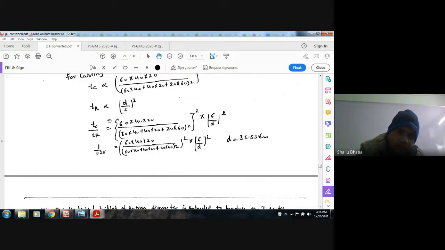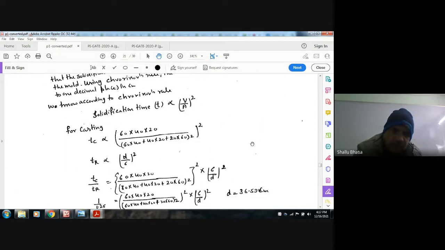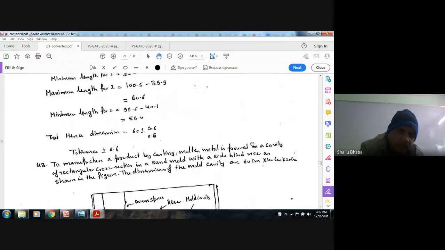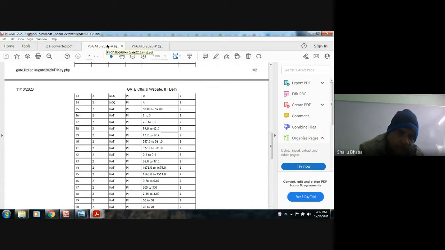Now it is given that the solidification time for the riser should be 1.25 times that of the casting, or 25% more than that of the casting. So T casting by T riser is 1 by 1.25. From this we can calculate the diameter, that is 36.59 centimeter. So your answer to question number 43 is 36 centimeter.